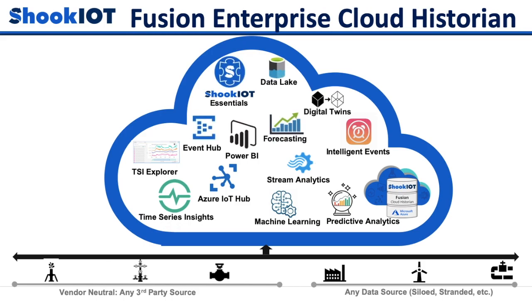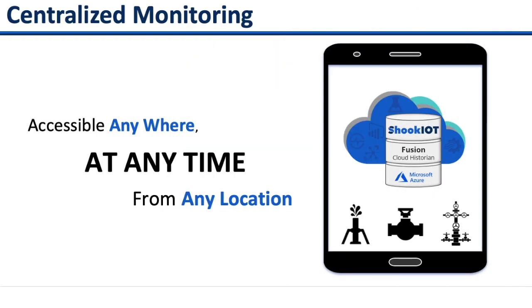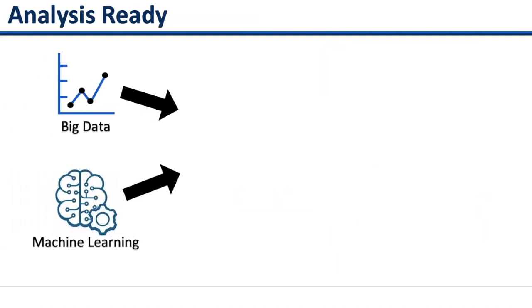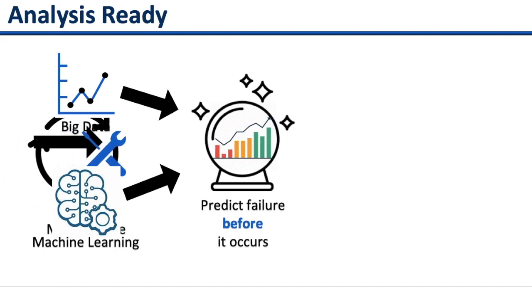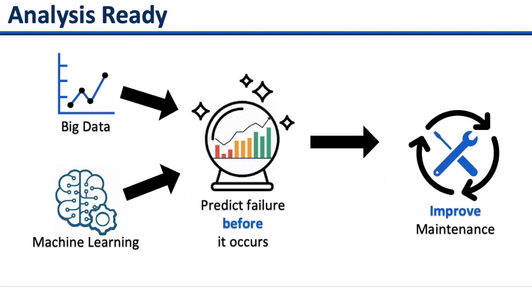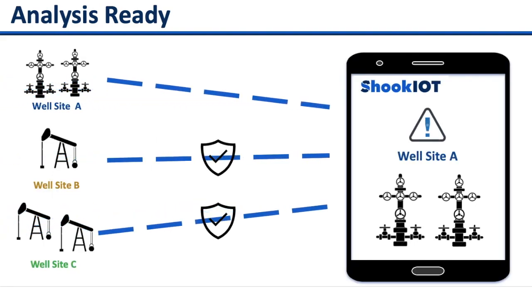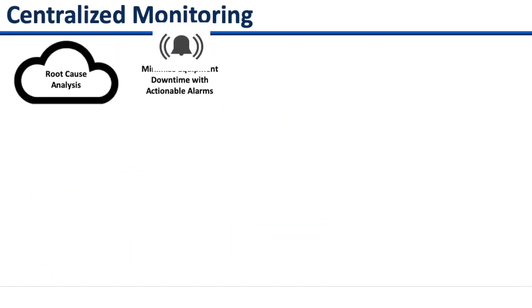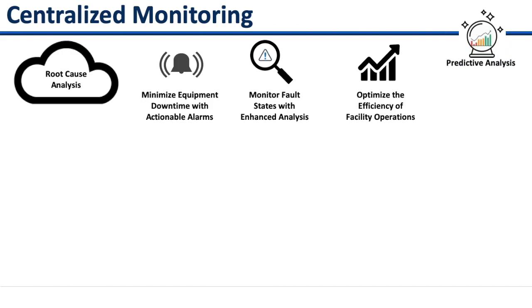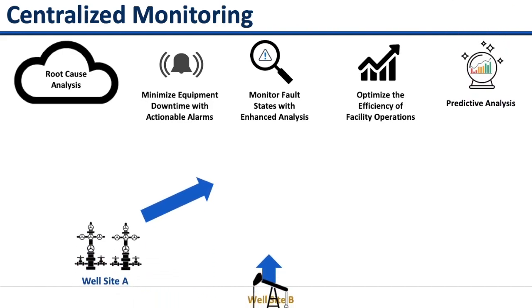Predictive analytics, advanced trending, graphics, and dashboards allow data scientists to use their tools of choice for each well site and facility. Data based on your current operations then becomes accessible anywhere, at any time, from any location, even on your mobile device. Use big data and machine learning to predict failure before it occurs and improve maintenance. Get instant notification when machines need to be maintained, preventing expensive equipment failure and wasted money and manpower. By accessing data through ShookIOT Fusion, this single source of truth will allow you to assess any equipment in your enterprise at any given moment.